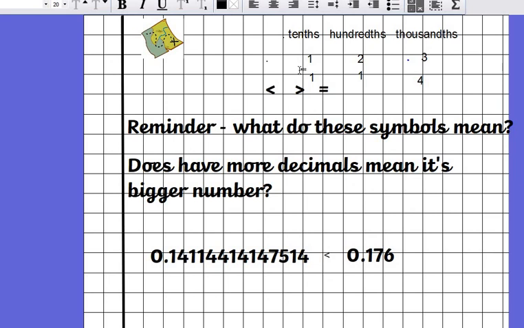So let's have a look. Which is larger? Well, they've got the same tenths. That one's got more hundredths, so that number is larger. It doesn't matter that this thousandth is larger, because this hundredth is larger. So make sure you write down your decimal point, tenths, hundredths, thousandths, and then you can write your numbers underneath and then compare them.